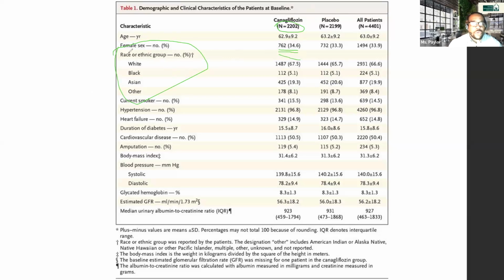The same thing goes for the race and ethnic group. You can see how many were white or Caucasian, Black, African American, Asian, or other. Then we go down to other things.